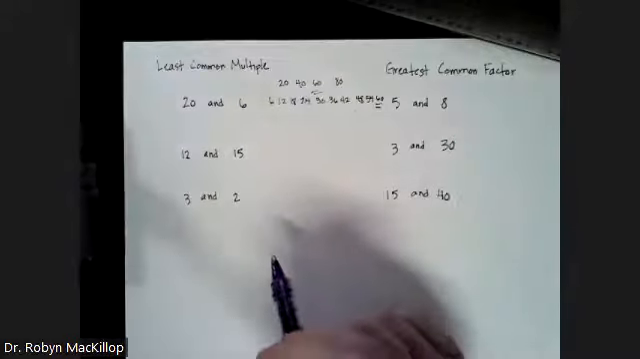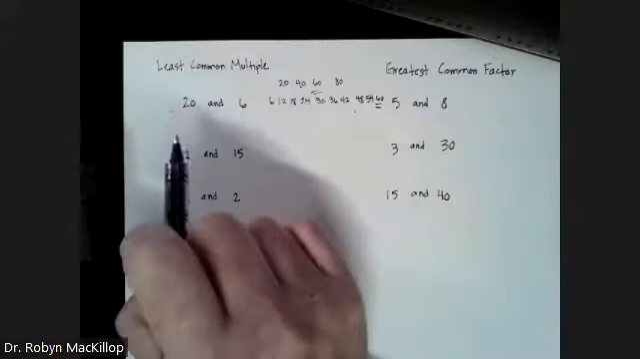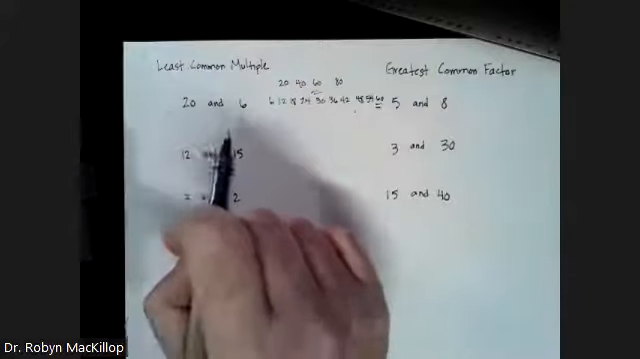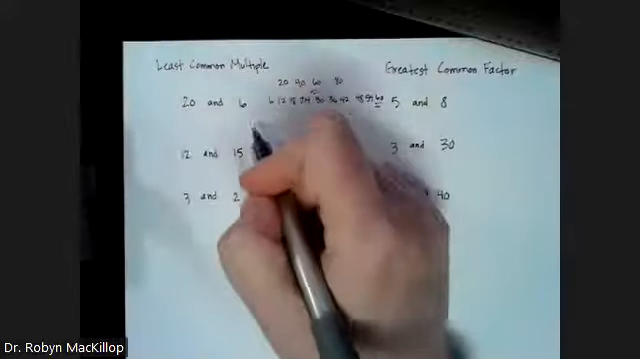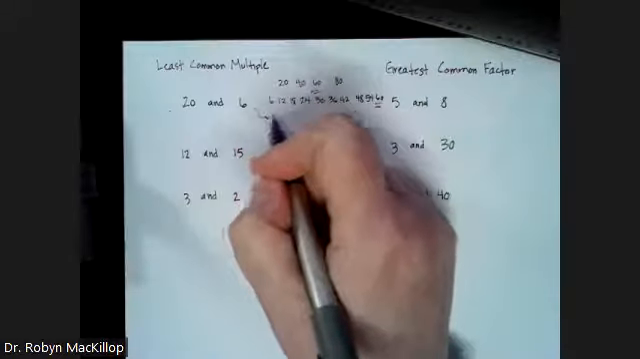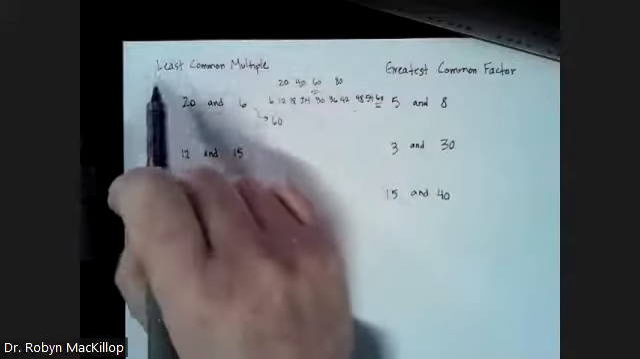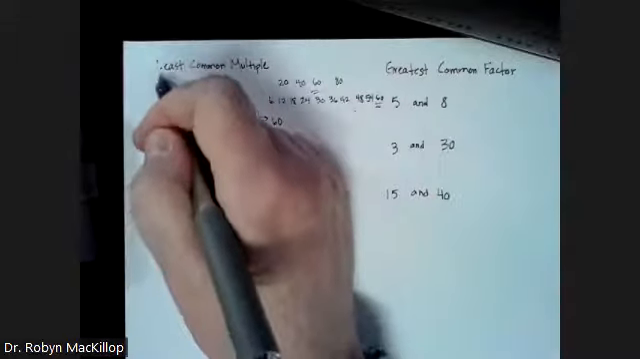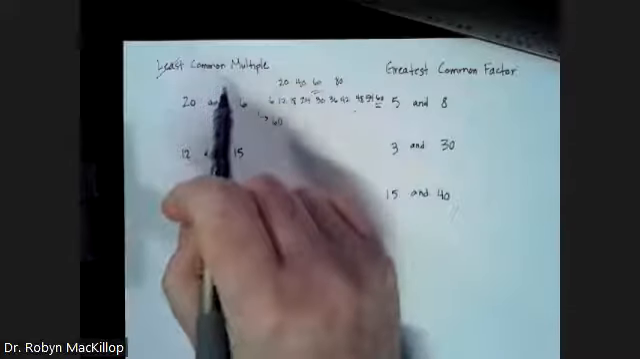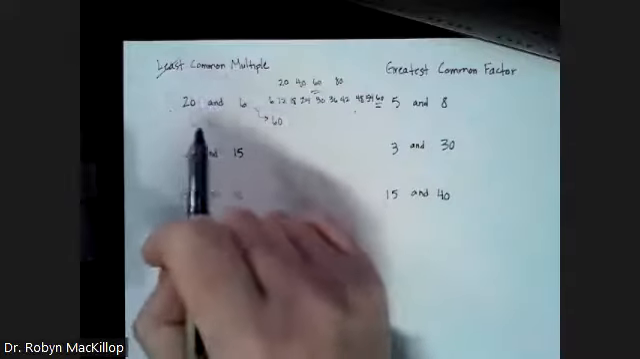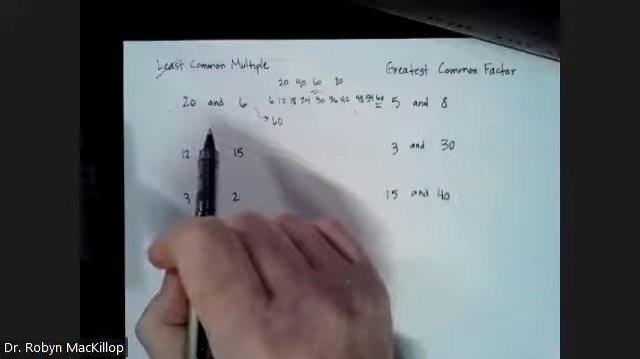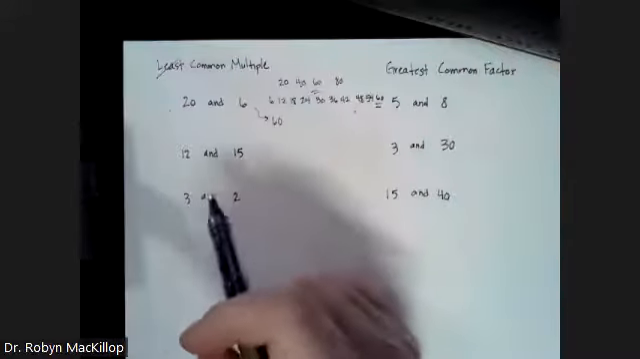It is the lowest number that both 20 and 6 go into evenly. And the reason why I say this is kind of a misnomer, you could get rid of the word least, and you're looking for the multiple. You're looking for the number that these two multiply into easily and evenly.